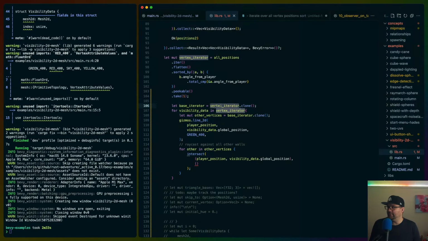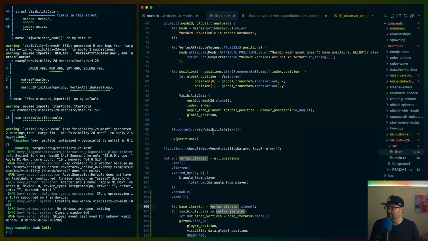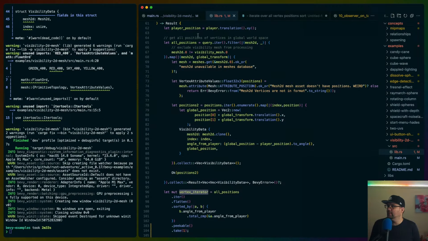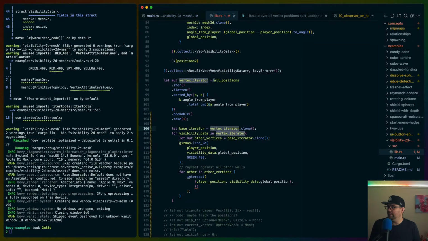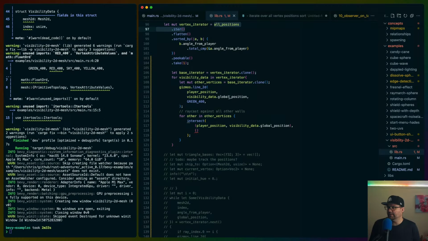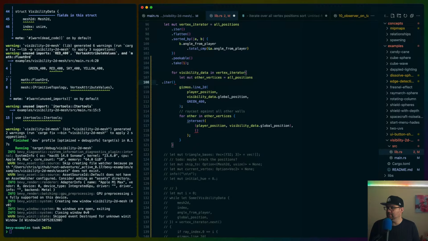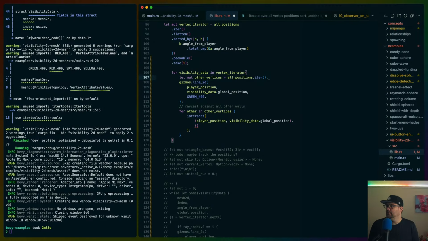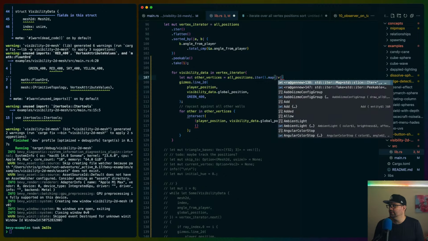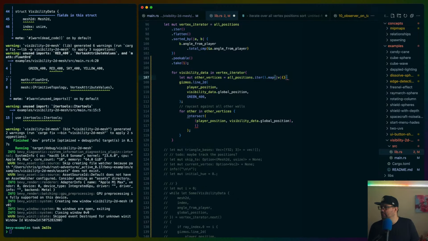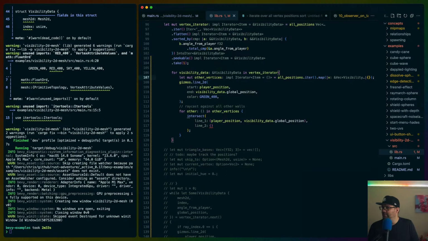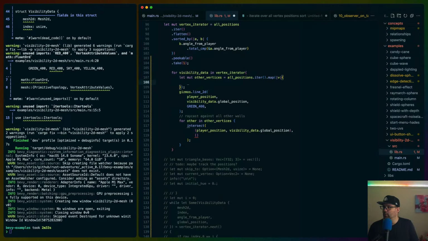So this is taking a vertex iterator, but I think we actually want to deal with this instead. I think we want all positions here. So I'm just going to do this inefficiently to start with, and we're just going to take all positions and we'll iter. And this gives us a vec of visibilities. So this is for each mesh in here.